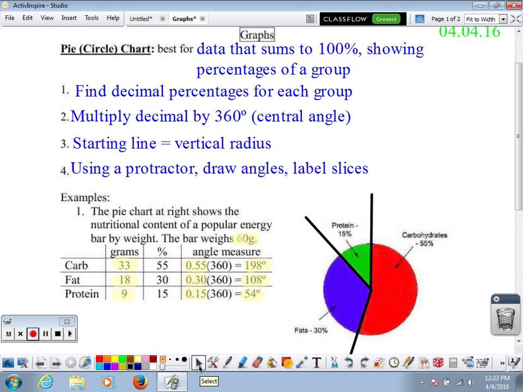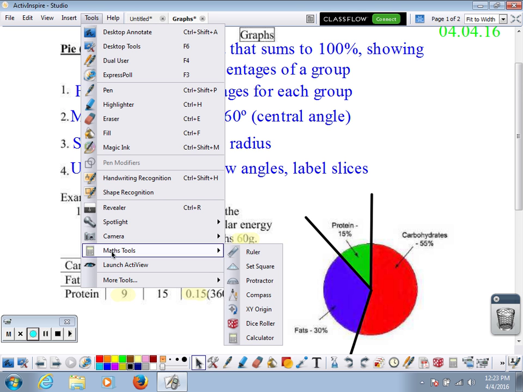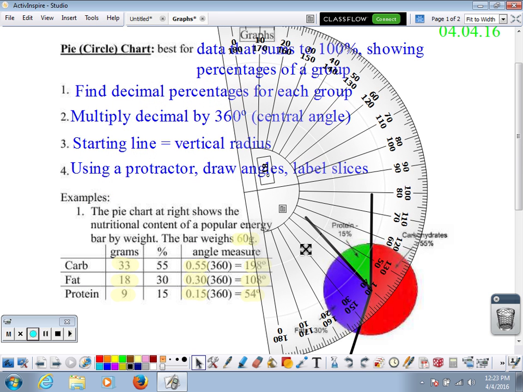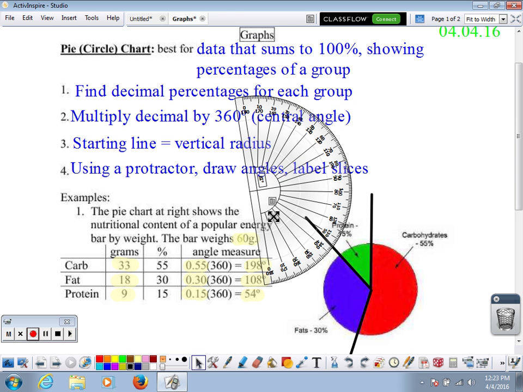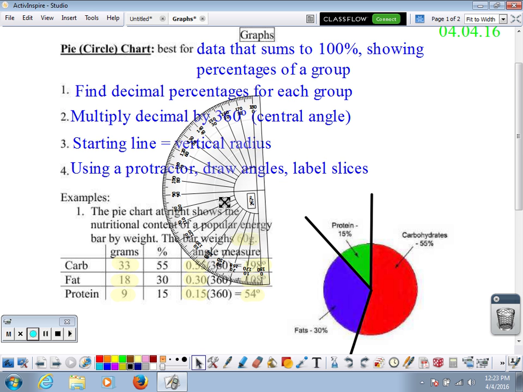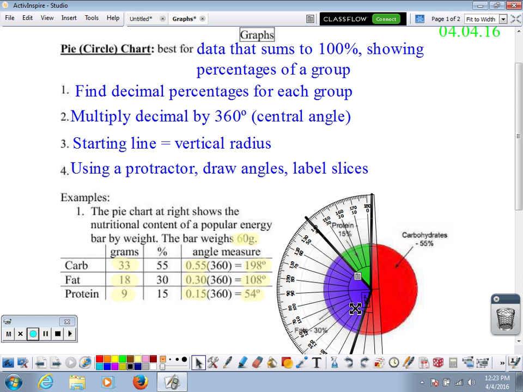Okay, now, let's take a look at how they drew those lines. So I'll take this protractor, I'll shrink down a little bit. Hopefully, there we go. Now, I'm going to measure the protein. So what we need to do is take our protractor over, set it on top of the graph. Okay, and I want you to make sure that the center, those crosshairs on that protractor, are at the center of your pie chart. They're where those lines come together.